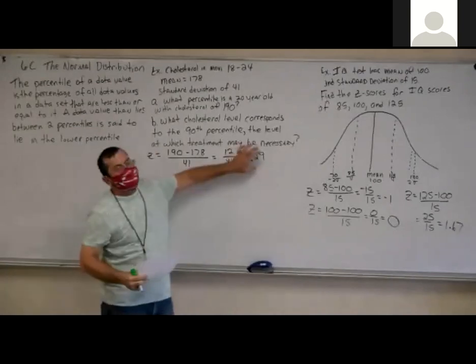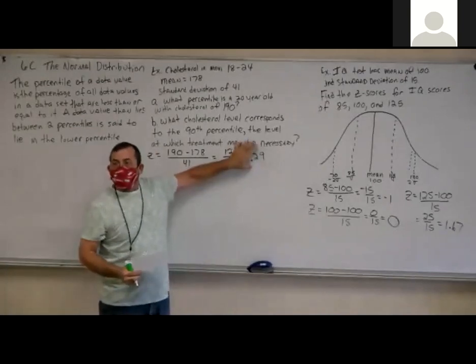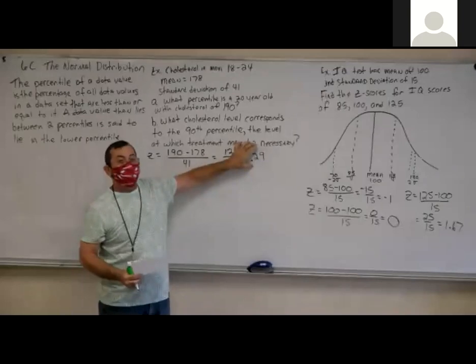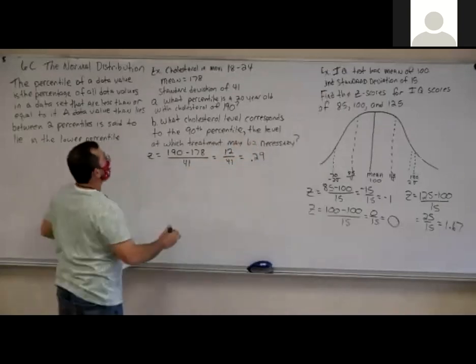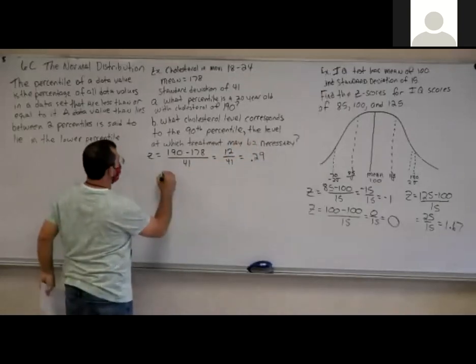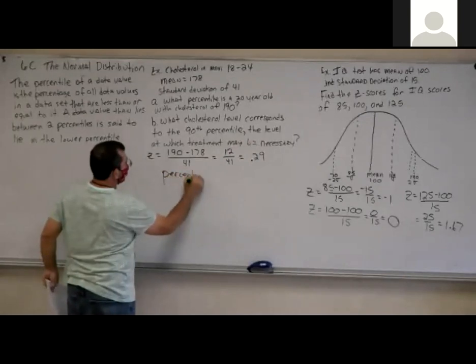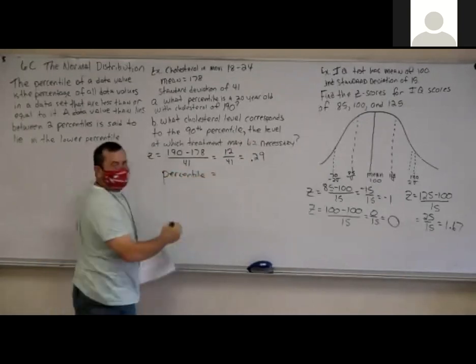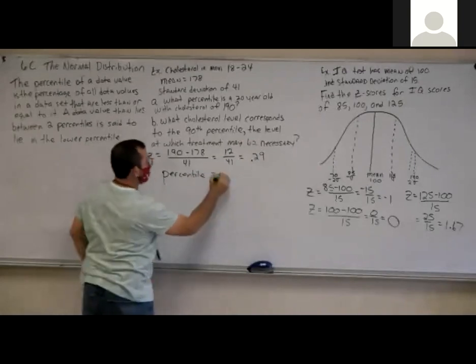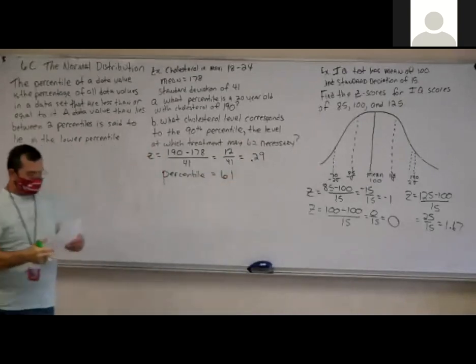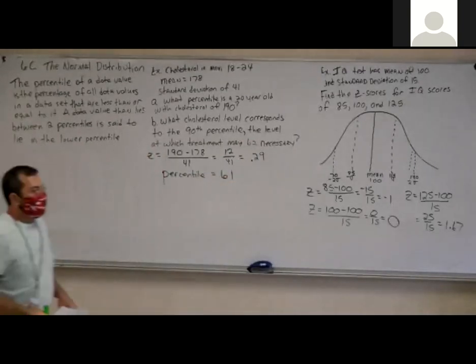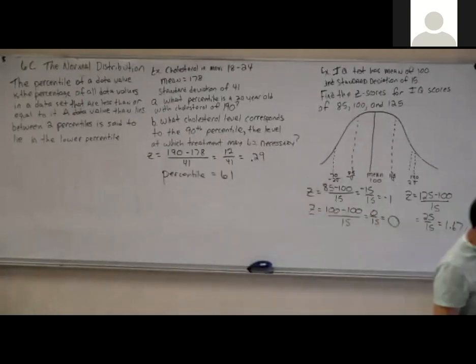And like I said, you really couldn't get right on 0.29. So when you're in between, go with that lower score. And the percentile, what was that, 61 we said? Yeah, 61st percentile. Okay? So that's sort of what this is doing. You can go from percentiles to z-scores or z-scores to percentiles, okay?